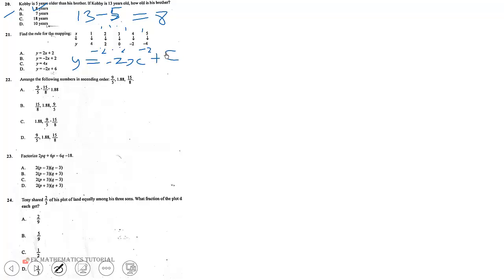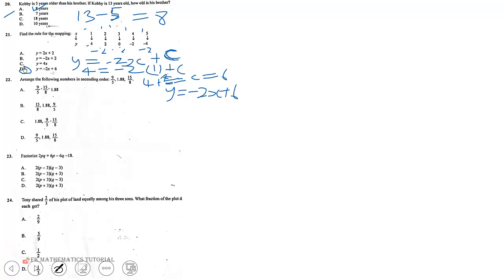Now we can find the value of c by putting any of the corresponding pairs. So when x equals 1, y equals 4. So 4 is equal to negative 2 into bracket 1 plus c. So that will give you 4 plus 2 to be equal to c. So c is 6. So the rule for the mapping is y is equal to negative 2x plus 6, which is option D.